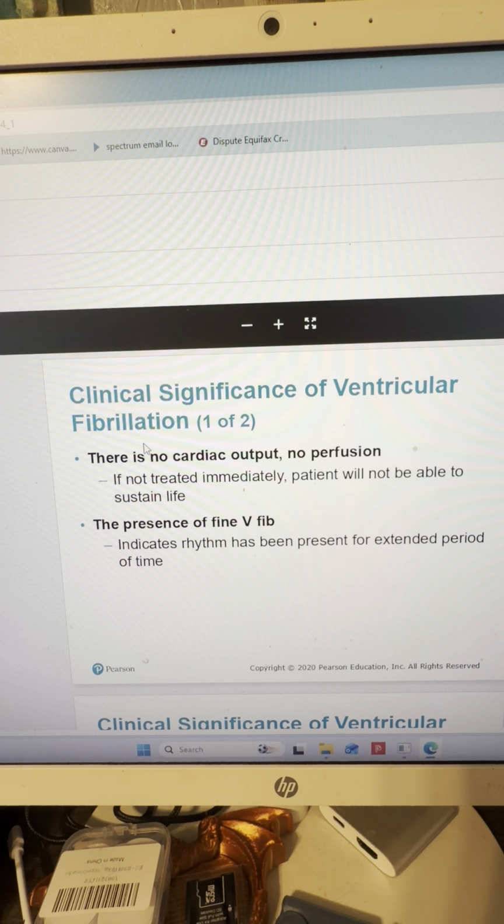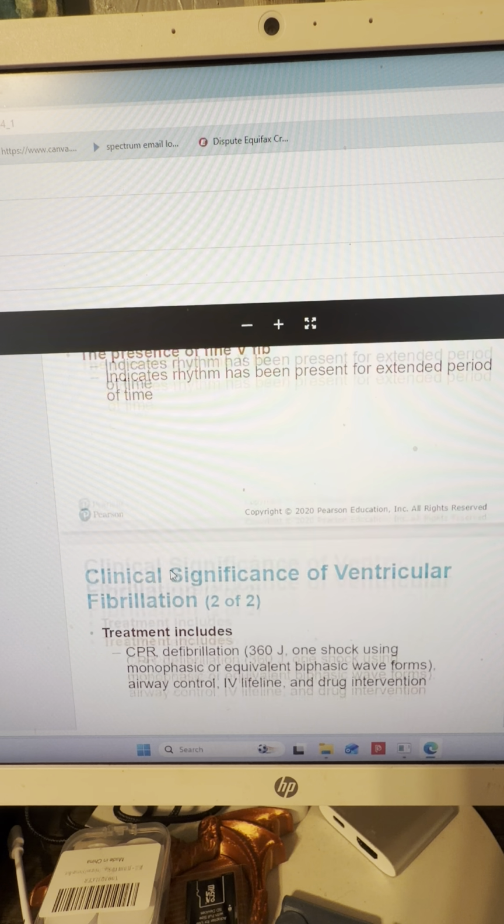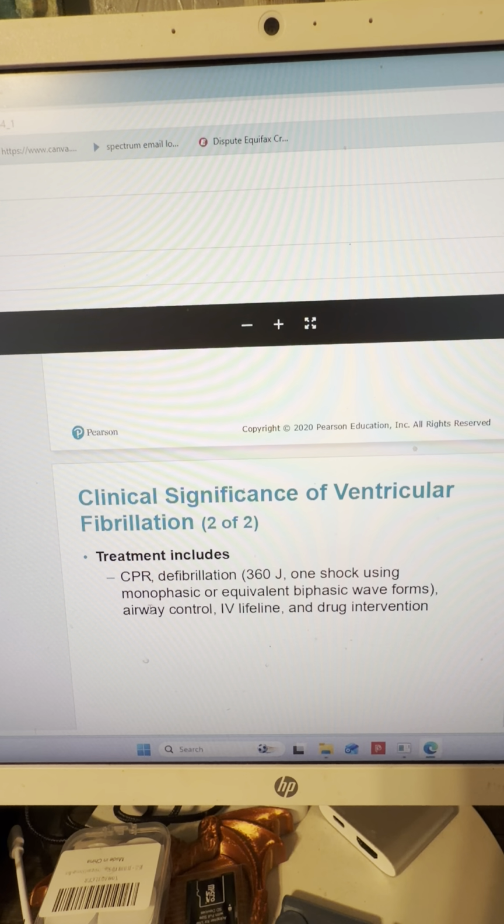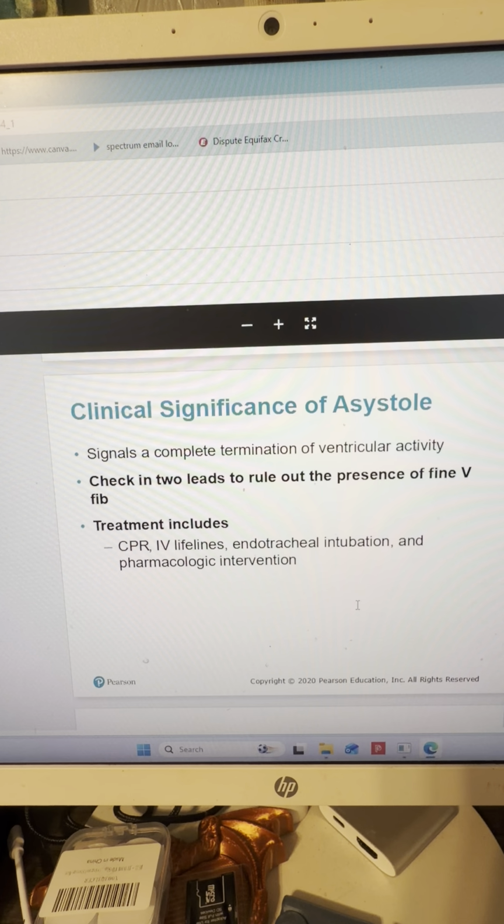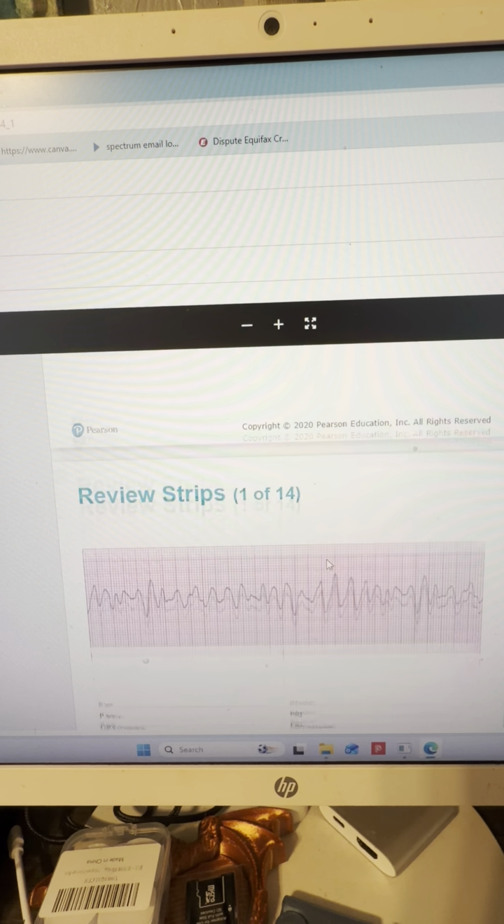For VFib, your heart's just kind of quivering there, nothing is producing a mechanical contraction. Nothing is producing a pulse, so this is an immediate defibrillation, CPR, airway control, IV line, and drugs. Clinical significance of asystole. This is where you'd see no electrical activity. Check in another lead to make sure it's not VFib. Treatment: CPR, IV, endotracheal intubation, and regular ACLS drugs.